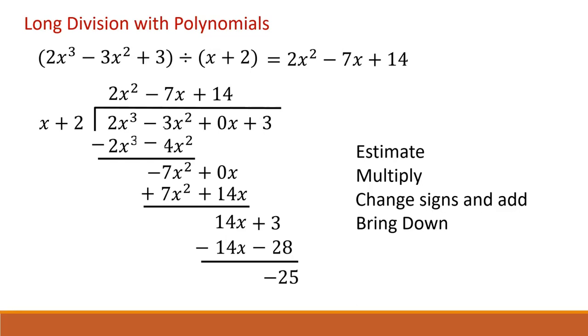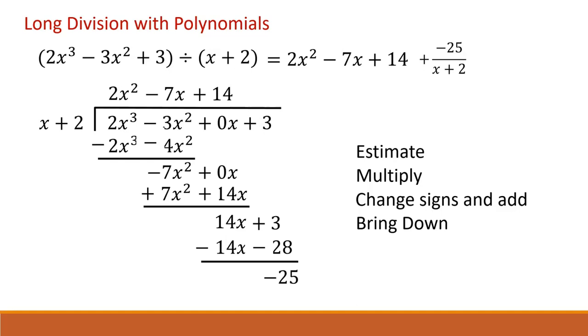Now that's only part of our quotient. The other part is the fractional part that we get from our remainder and our divisor. So our remainder was negative 25. Our divisor was x plus 2. So the fractional part of our quotient is negative 25 over x plus 2. Notice there's a plus sign between the 14 and the fraction. We need that there because without it, we'd be multiplying the 14 and the fraction, and that's not what we mean. We mean that we've got the polynomial plus this fractional part.